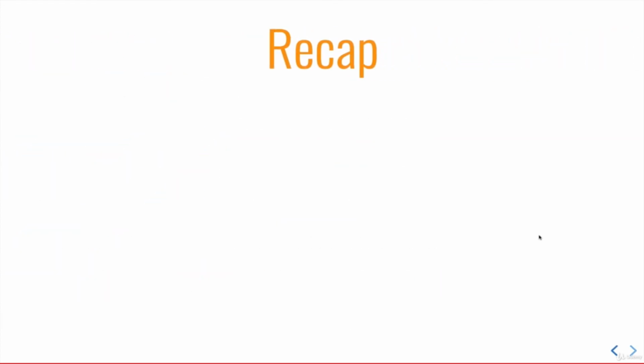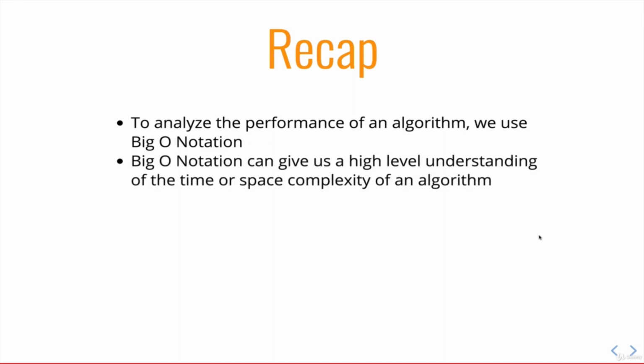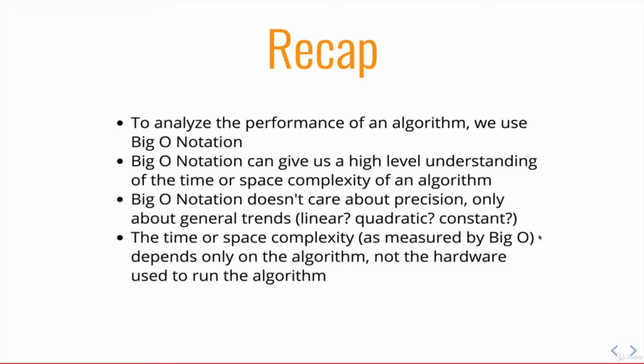Okay, so let's do a quick recap. We covered a lot. To analyze the performance of an algorithm, we use big O notation. It has to do with big, high-level, big picture trends. As the size of an input grows, we want to know how the runtime changes or how the space complexity changes. So big O can give us a high-level understanding of time or space complexity. It doesn't care about precision, just general trends. Time and space complexity as measured by big O depends only on the algorithm, not on the hardware. So yes, the actual time it might take to run one algorithm on my computer compared to some supercomputer will definitely be different. But the general trend won't be.